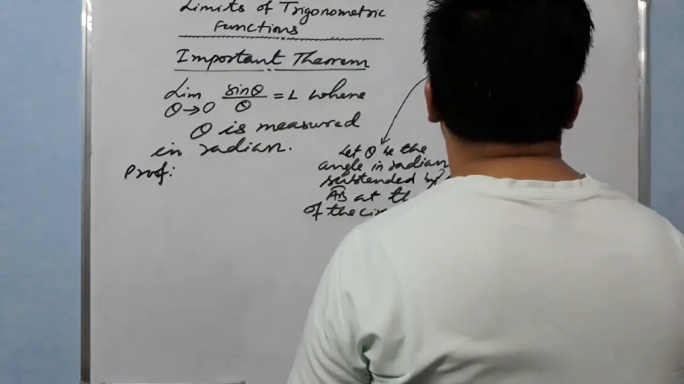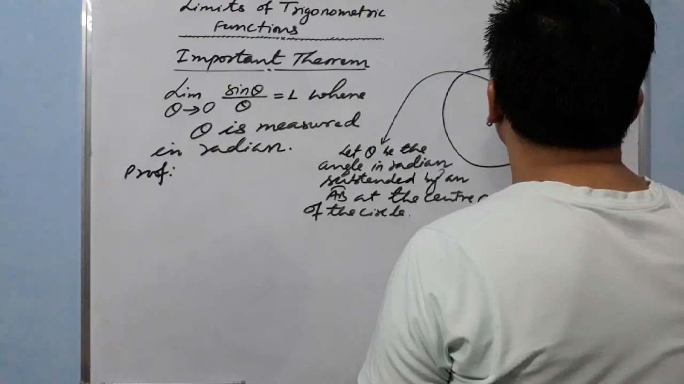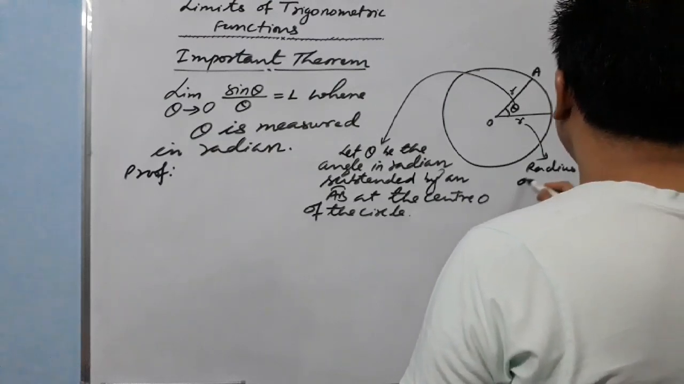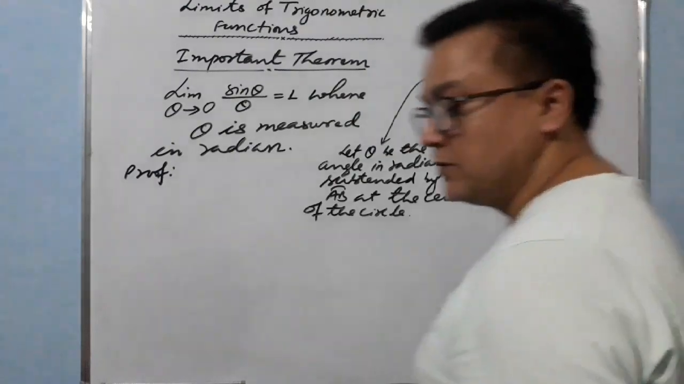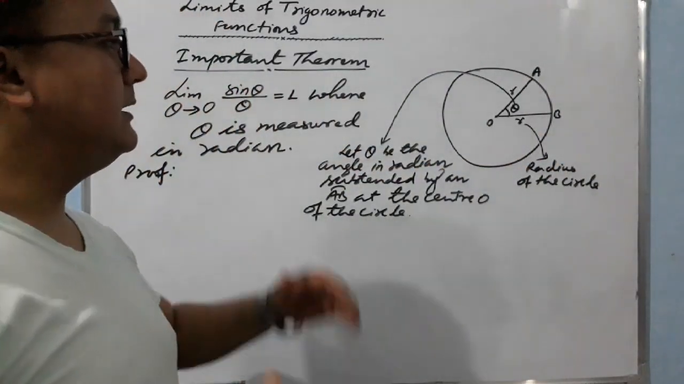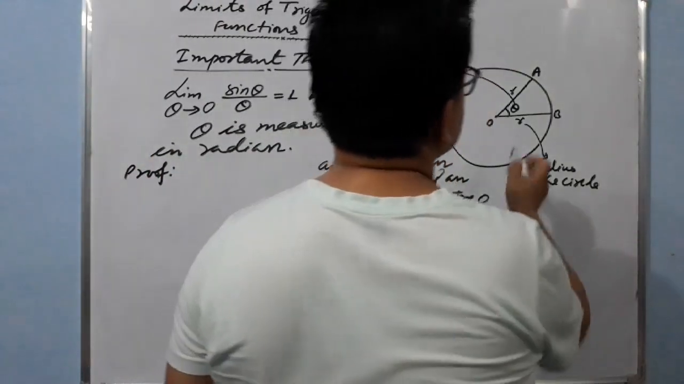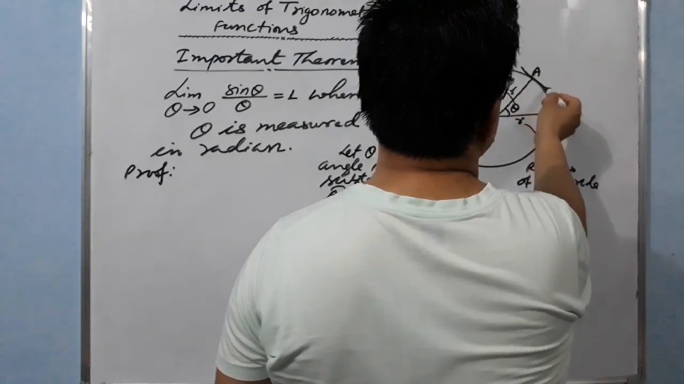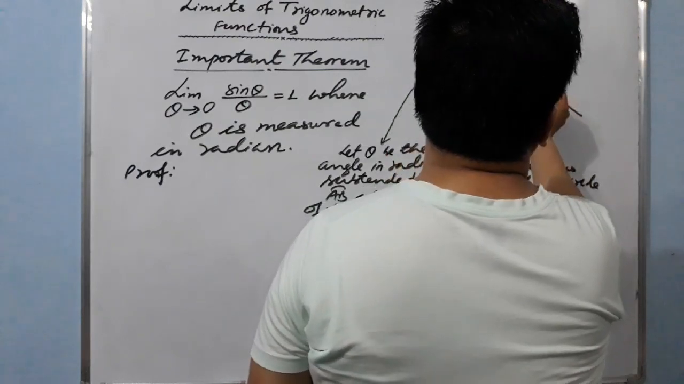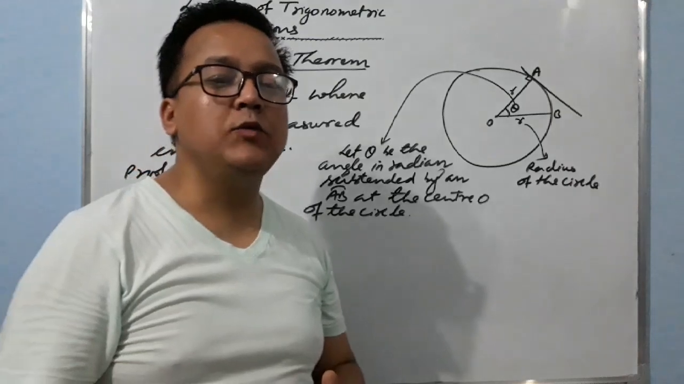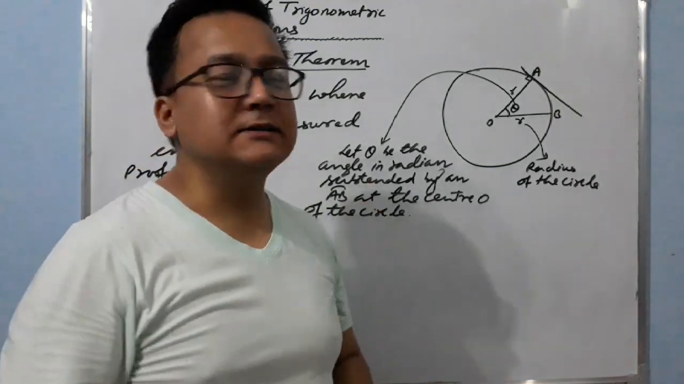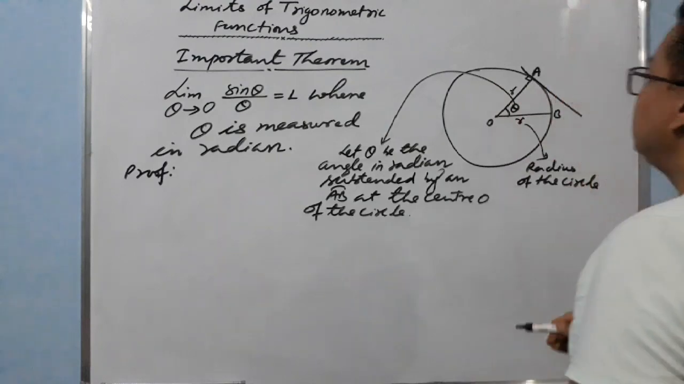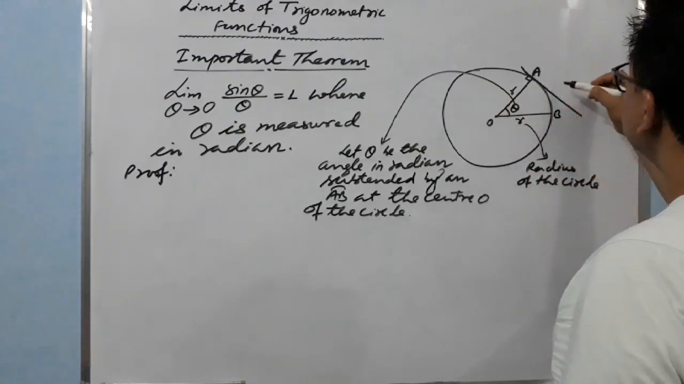Now let's suppose r be the radius of the circle. And let's draw the tangent at point A. There is one property between tangent and radius: at the point of contact they are perpendicular to each other. That's why here I've made a 90-degree angle. This is a tangent.